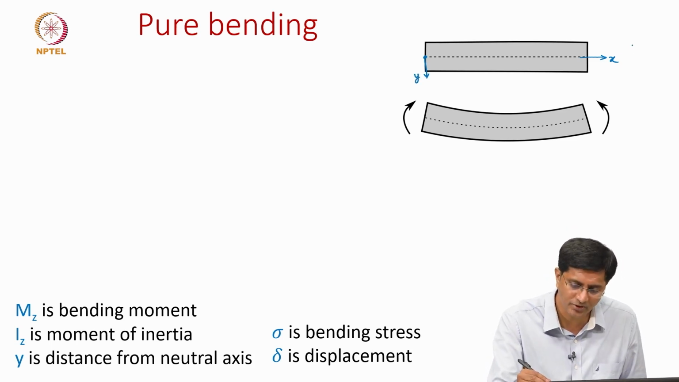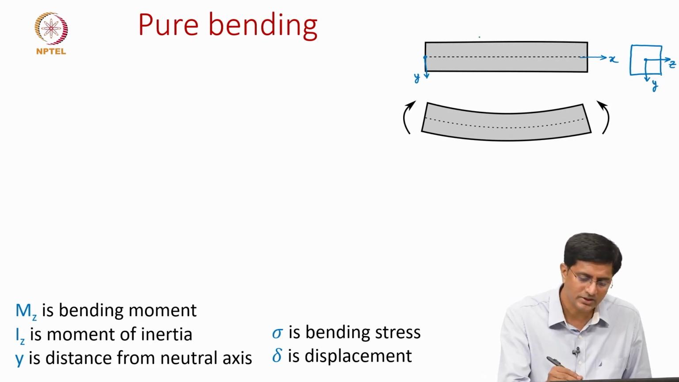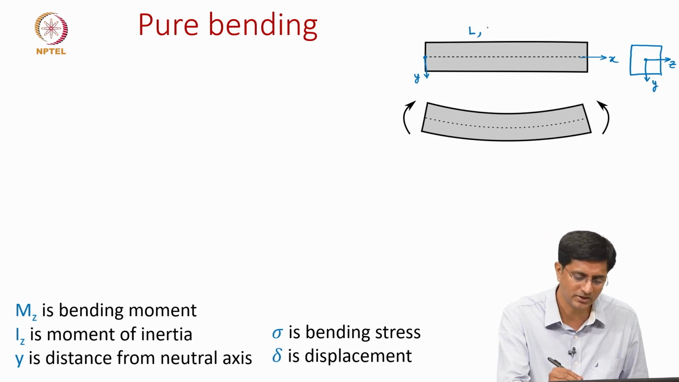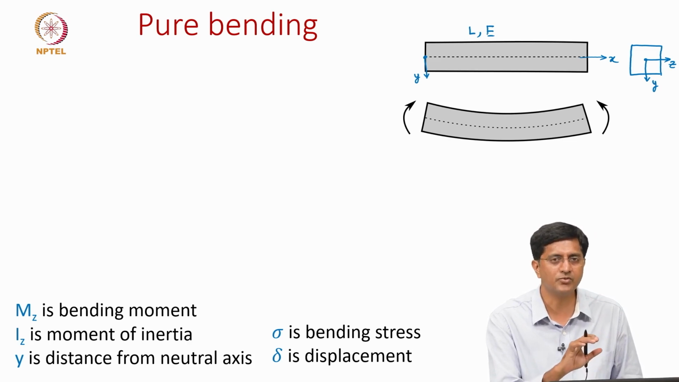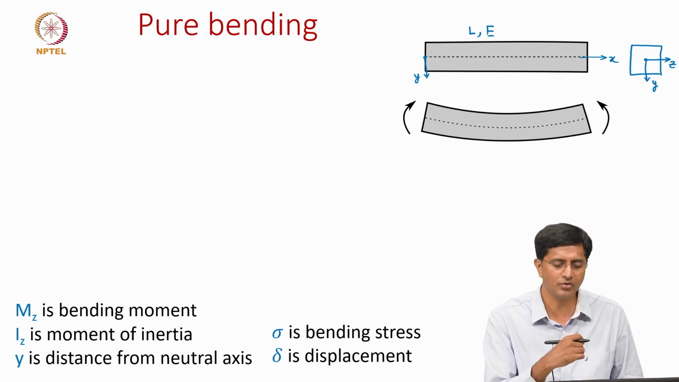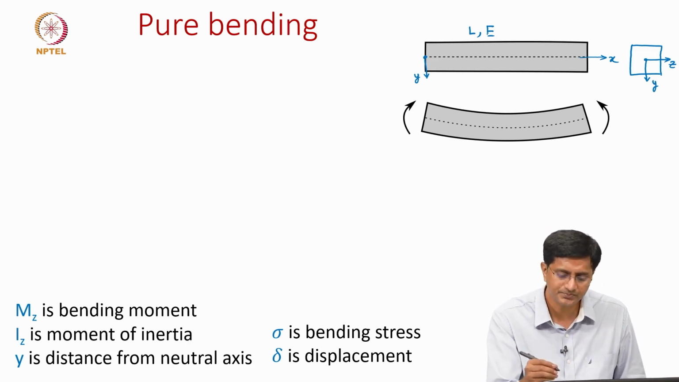Let us say we represent the cross section of this here, the y axis will be going downwards and the third axis is the z. Let us say this beam is of length L. It is made up of a material with elastic modulus E. Currently, as a first step we will look at the elastic solution, that is why I said E, but of course, for the viscoelastic case we will go with the relaxation modulus later.